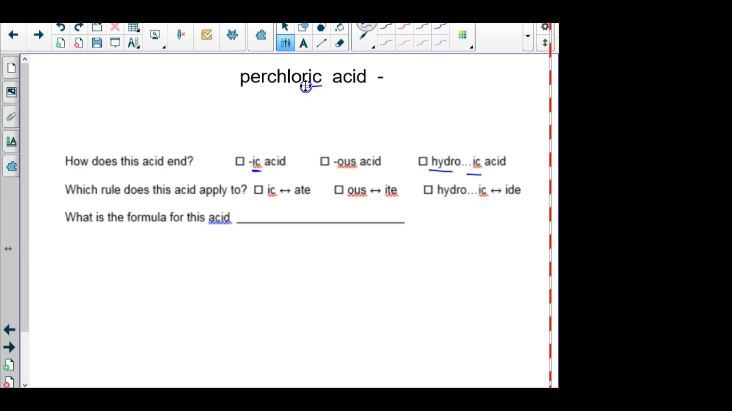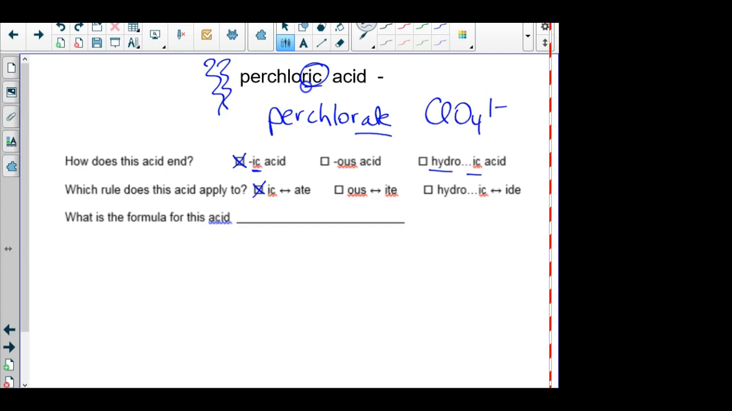This is just an ic. There's no hydro in front here. So just an ic to acid. So ic goes to ate. So that means it comes from perchlorate. The ate and the ic go together, so it comes from perchlorate. You will look up perchlorate on your ion sheet, and you will see that it's ClO4 1-. That's the ion for perchlorate.